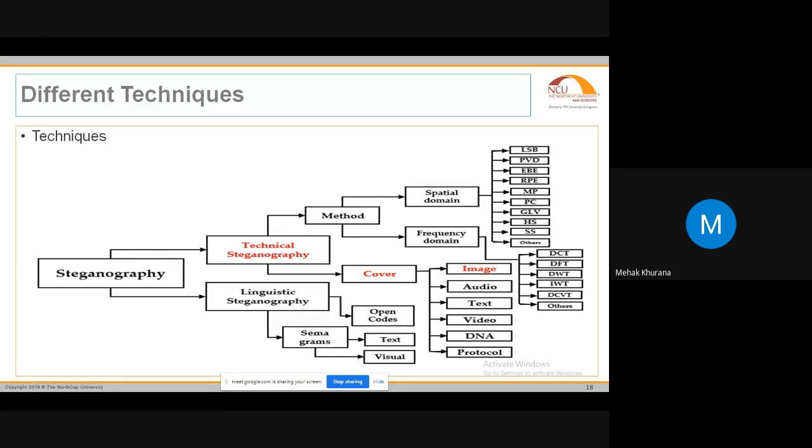Image has some methods. All these covers have some methods, which are known as the spatial domain and the frequency domain, under which we are going to hide the data. I'll come back to the spatial and frequency domain. There are different methods in the spatial domain, like least significant bit and other methods. In the frequency domain, we use different transforms, like the discrete cosine transform, the Fourier transform, and the discrete wavelet transform. There are a number of transforms, and in each cover we can use any of these domains, spatial or frequency, and we can hide the data inside that image steganography.